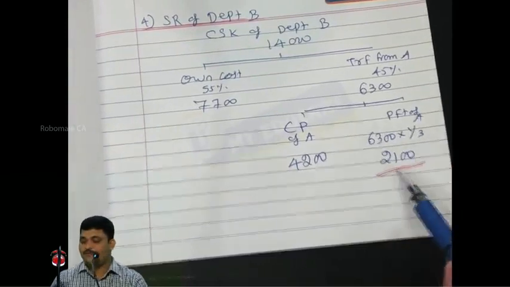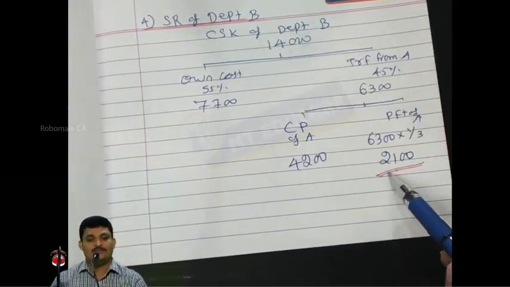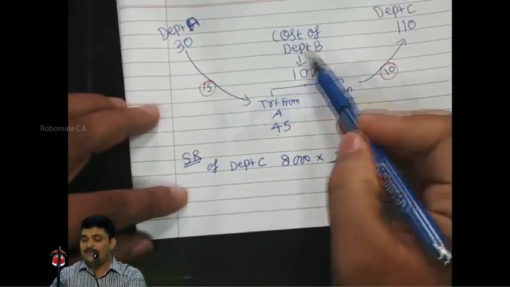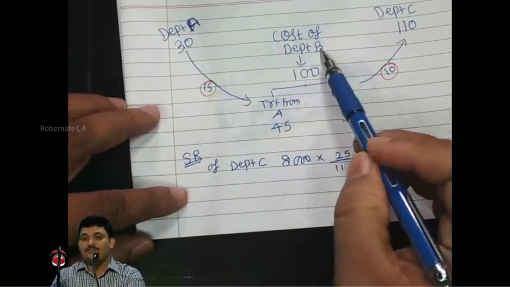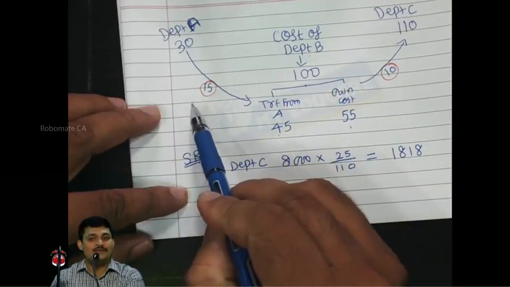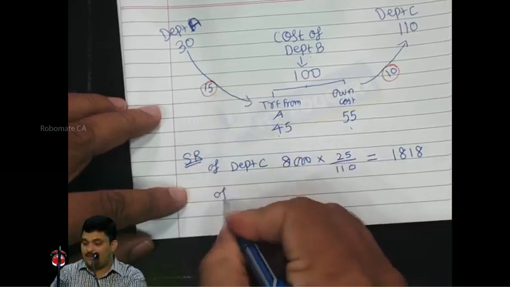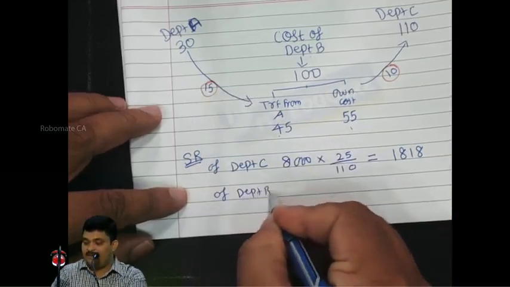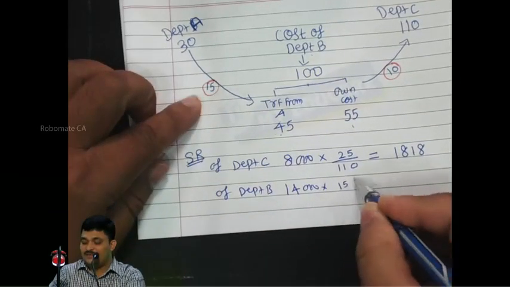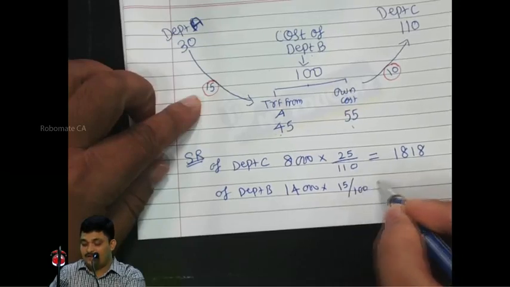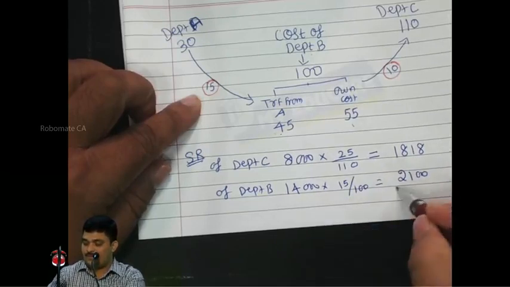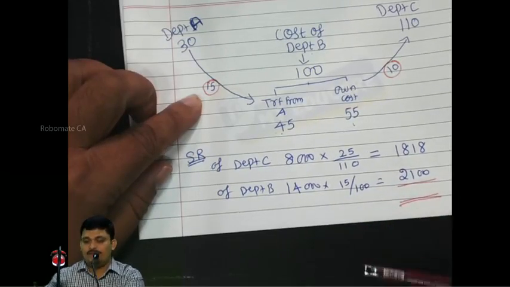Everybody, where we find out the stock reserve of Department B, how much? 2,100. Now listen, friends, when it reaches B, what is the total cost price of B? In 100, what is the profit point? So thereby of Department B, 14,000 into profit of 15 out of 100, 2,100. So that's it. We got 300.